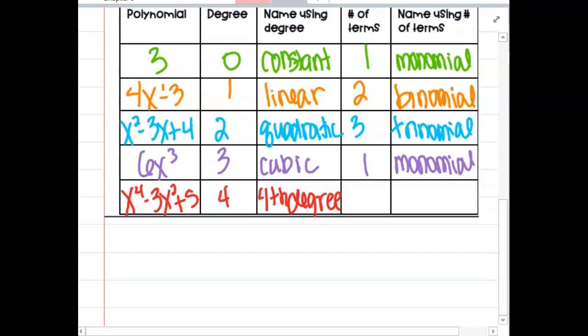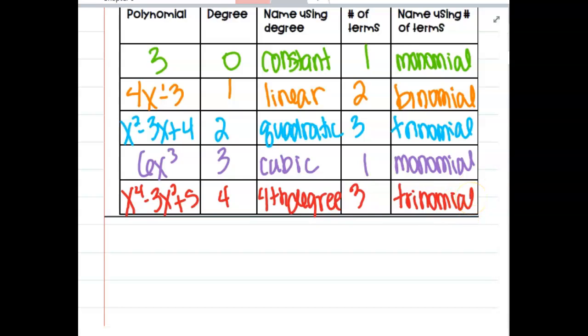Okay, how many terms does that one have? 3. X to the 4th minus 3x squared plus 5. 3 terms, which is called a trinomial. Now, anything with more than 3 terms, I think there's one in your homework that maybe has 4 terms, we just call that a polynomial. There's not a special name for anything above 3. Okay? Questions on that?